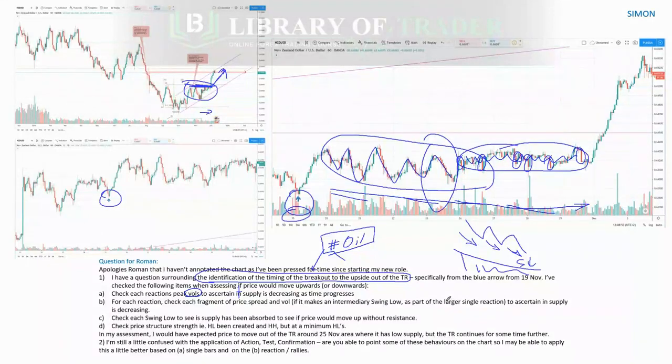I'm still a little bit confused with the application of action test confirmation. Are you able to point out some of these behaviors on the chart so that I would be able to apply this a little bit better, based on the single bars or the reactions for rallies?